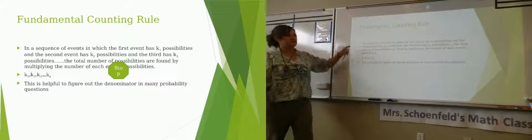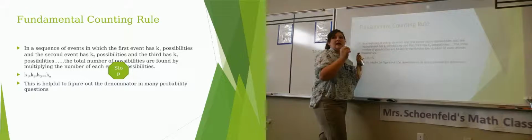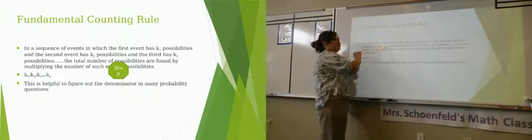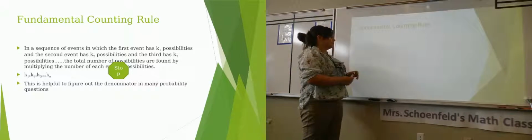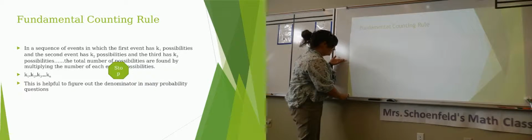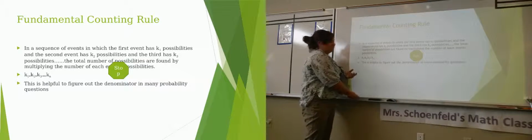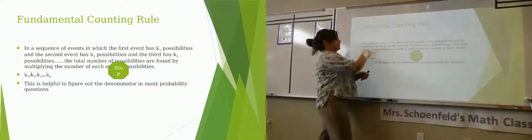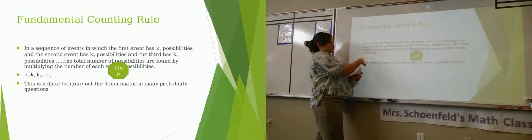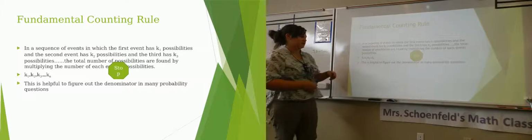In a sequence of events in which the first event has however many possibilities, we're just going to label it that, and the second one has the next label, the third has that many, and that can go on forever. The total number of possibilities is found by multiplying the number of events together. So if I had 5 here and 4 here and 5 here, I would just multiply those 3 numbers together.